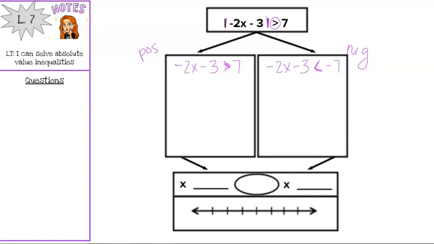All right, the next step is we're going to solve this equation. We're going to undo minus 3 with plus 3 on both sides. 7 plus 3 is 10. We have negative 2x is greater than 10.